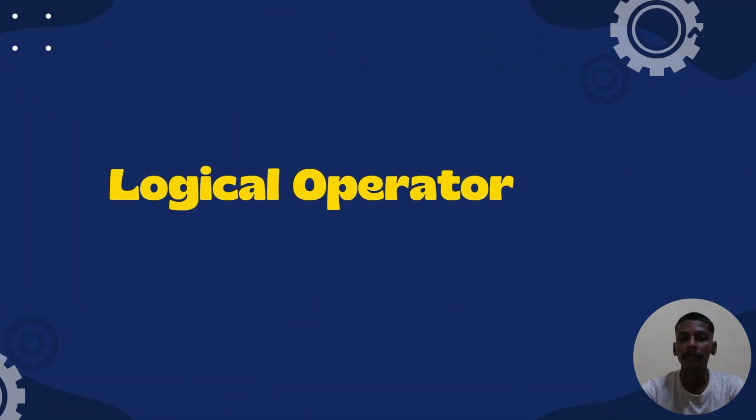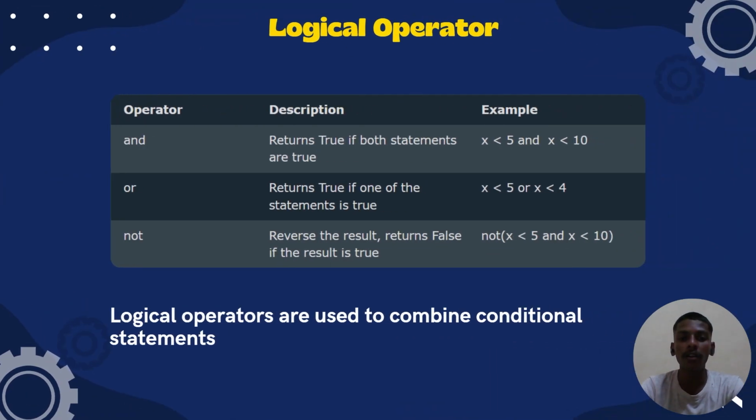Logical operators. Logical operators are used to combine conditional statements. The operators are and, or, not. Description for and: returns true if both statements are true. Example: x less than 5 and x less than 10. Description for or: returns true if one of the statements is true. For example, x less than 5 or x less than 4.